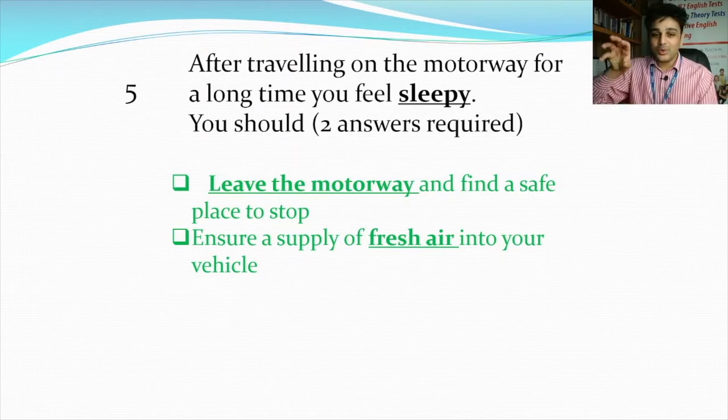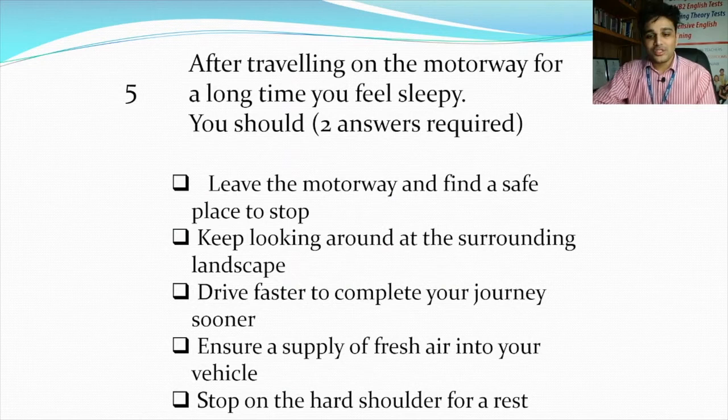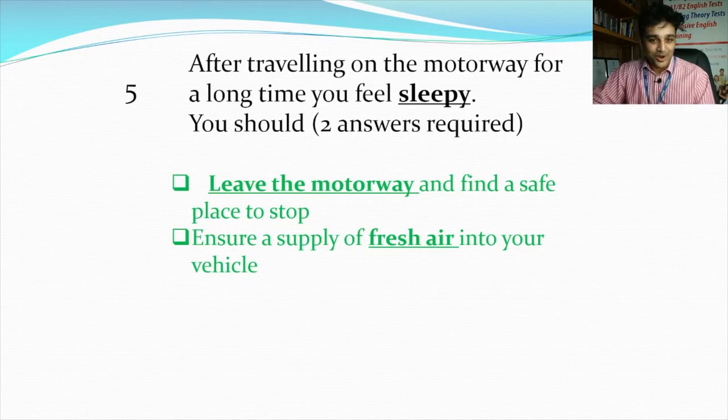Did I miss that one? I did miss that one. Ensure a supply of fresh air into your vehicle. I was too busy making policeman noises from Oliver Twist.